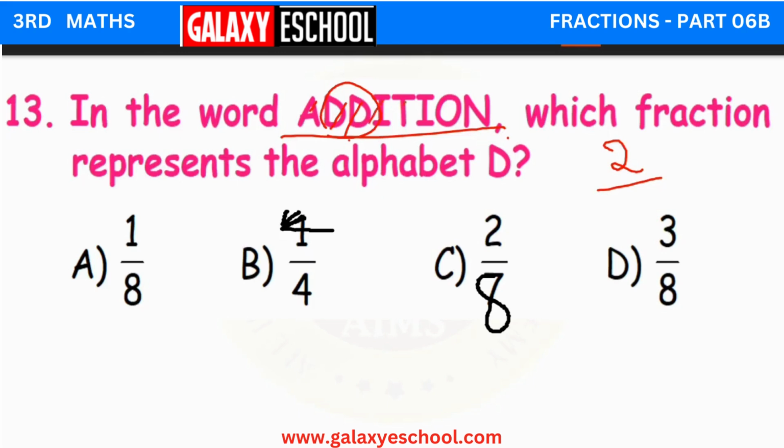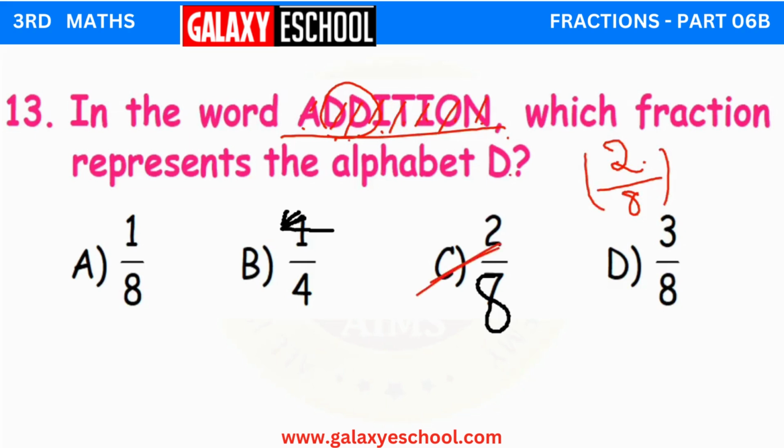1, 2, 3, 4, 5, 6, 7, 8 and 1, 2, 3, 4, 5, 6, 7, 8. We are having 8 letters out of 8 alphabets, out of which only 2 are D. So the fraction would be 2 by 8. So option C, 2 by 8 becomes our correct answer.